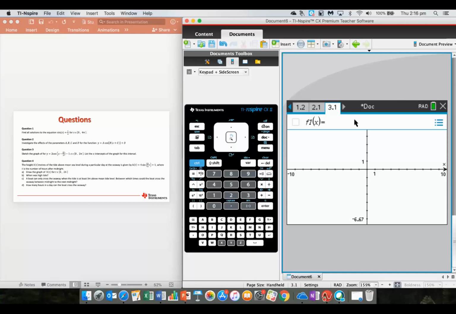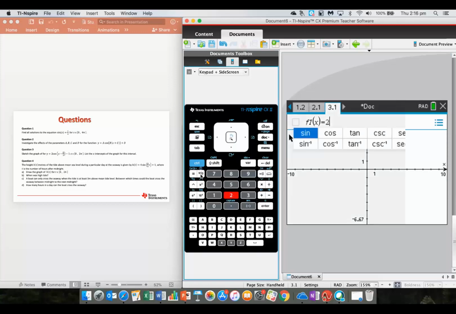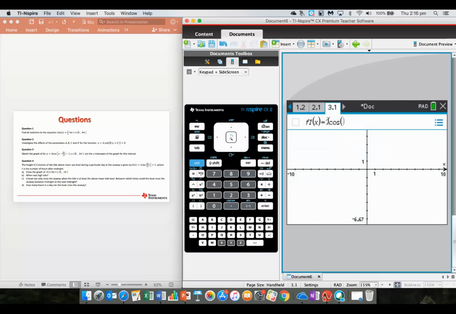Right, so let's type this graph in. What have I got here? 2 cos, so the 2 suggests straight away that the amplitude is going to be 2, so the maximum height above the mean position is 2, and the maximum depth below the mean position is 2.